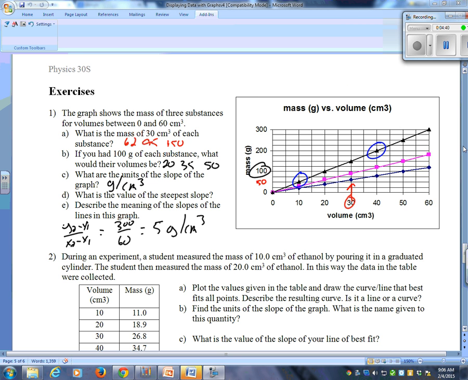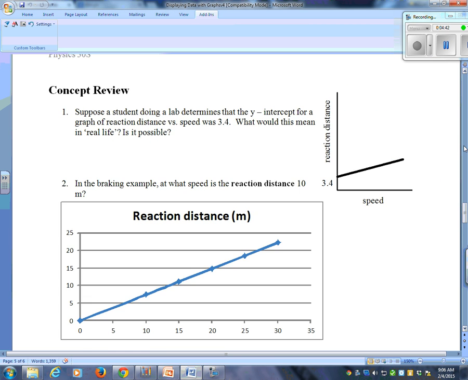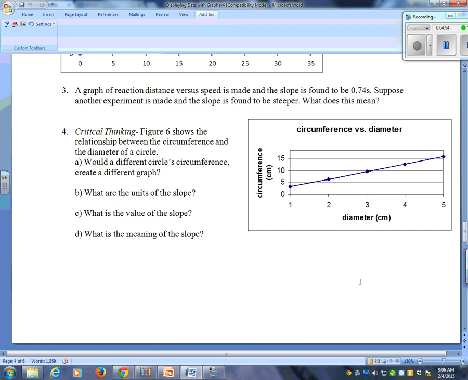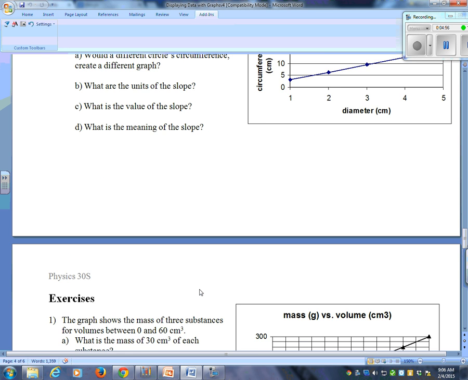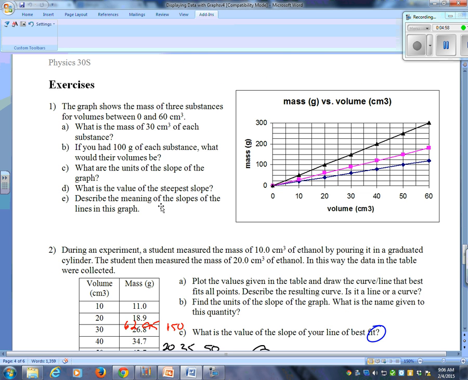What was that 0.74 seconds? Reaction time. So the answer to the question there was reaction time, because it was distance divided by time, right? Or sorry, it was distance divided by speed. But here, it's grams, oh, it got moved on me.